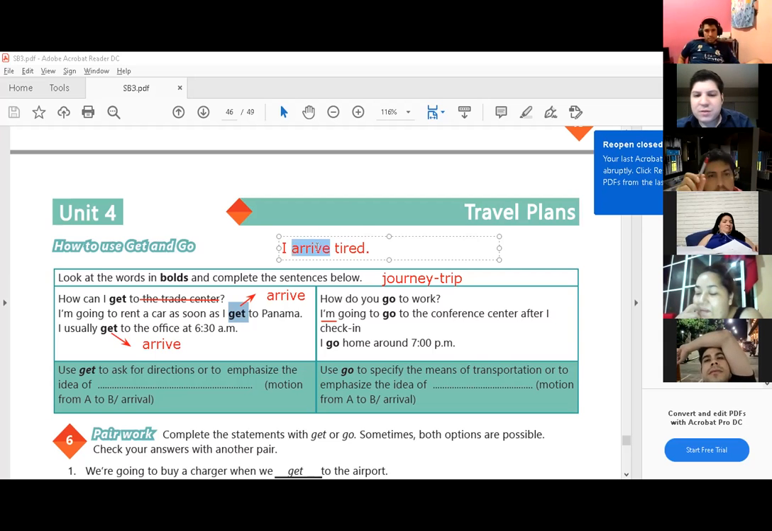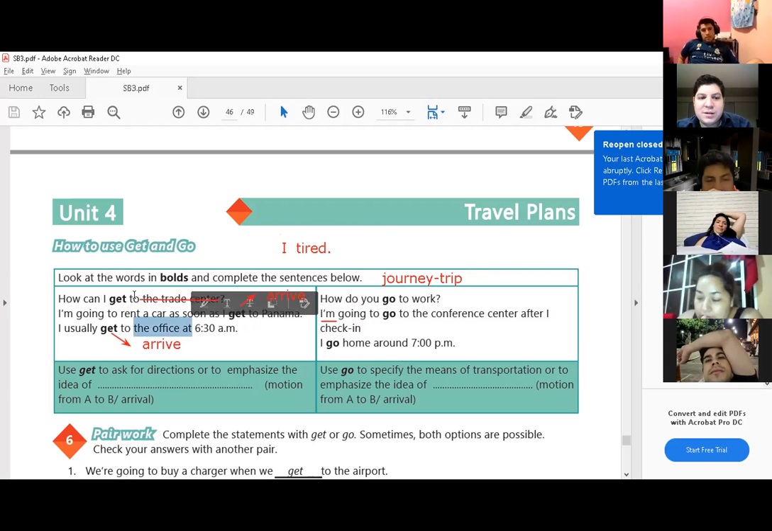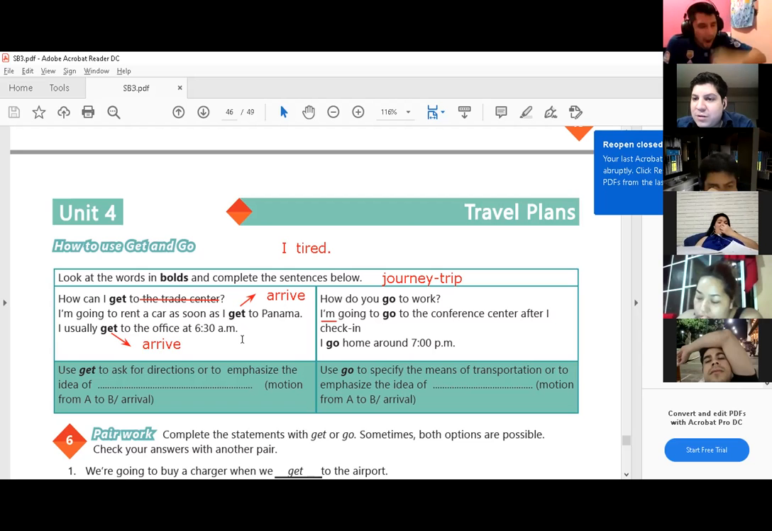So if you have a confusion, then it is always, this is not a place. Okay? This is a place. So when you're relating get to places, it means arrive. Cuando usted está relacionando get con lugares, significa llegar. ¿Estamos?